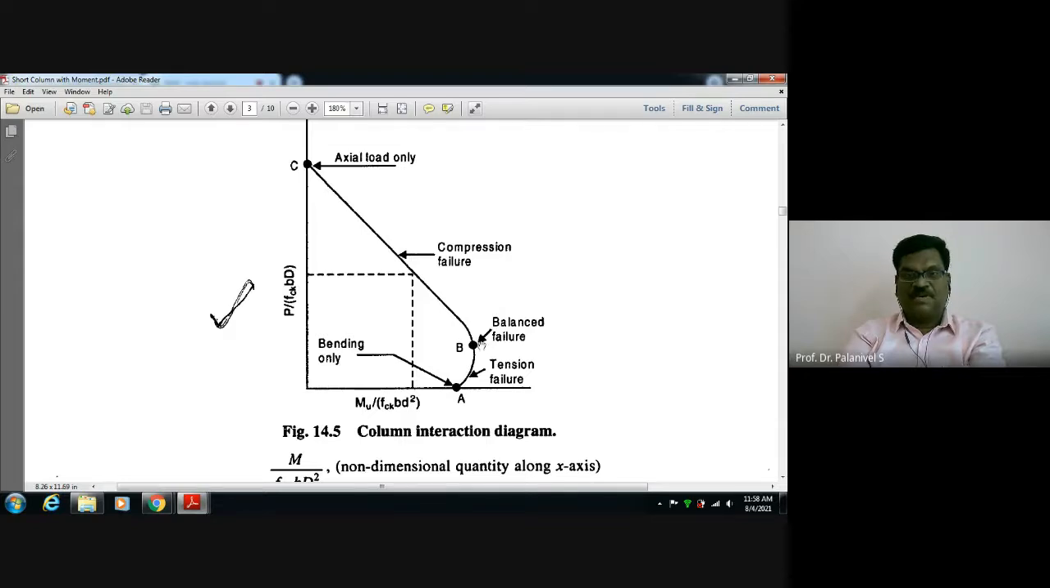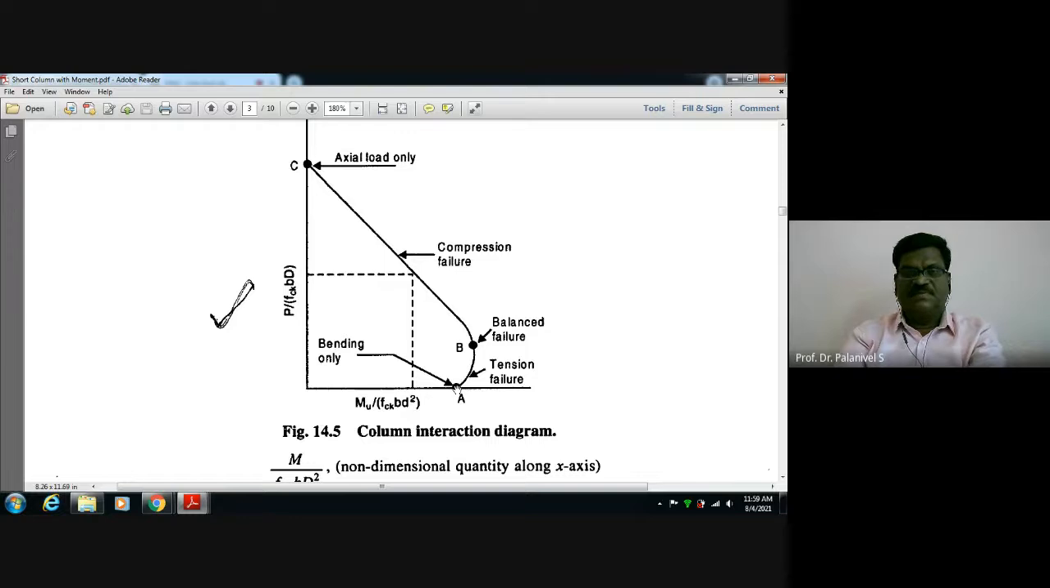That is what is shown in this interaction diagram, here up to this. Both are predominant. Here axial action is predominant and bending is comparatively very less. But when it comes to here, tension failure. Why tension failure? Axial action is less, bending action is more. Since the bending action is more, the column bends like a beam, and the material on the tension side fails. That's why tension failure. This much information is more than sufficient for you about the interaction diagram.